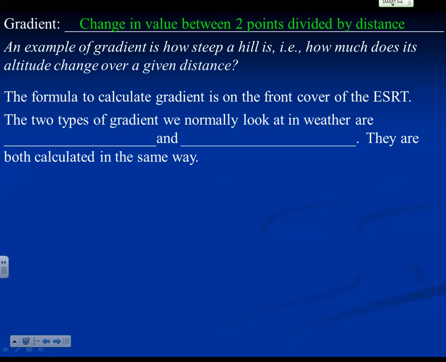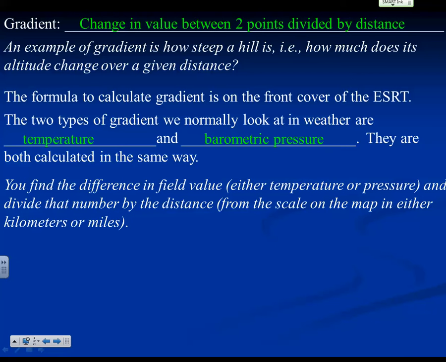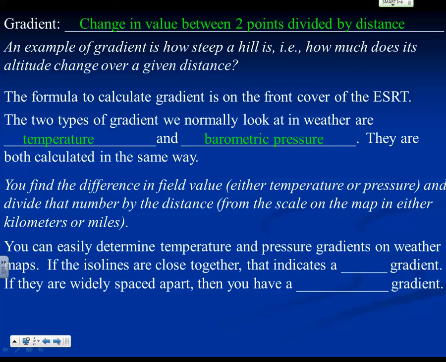Two types of gradient we normally look at in weather, once again, are temperature gradients and barometric pressure gradients. And they're both calculated in the same way, just with different numbers. First you find the difference in the field value. It's either going to be a temperature field or a pressure field, and divide that number by the distance from the scale on the map, and it's either going to be in kilometers or in miles.